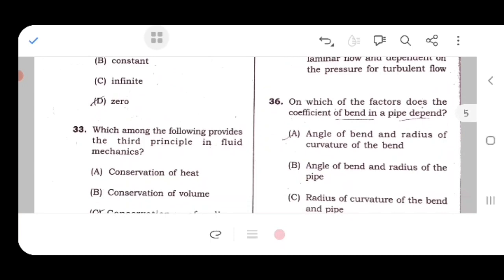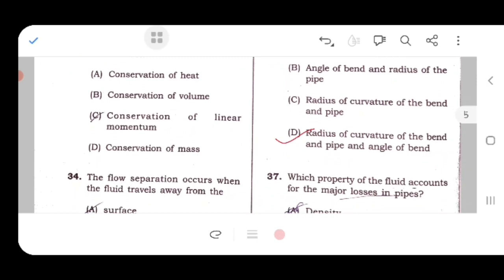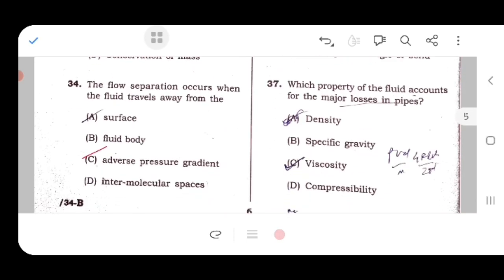On which of the following factors does the coefficient of bend of a pipe depend? That is radius of curvature of the bend and pipe, and angle of bend. Which property of fluid accounts for the major loss in a pipe? That is viscosity.